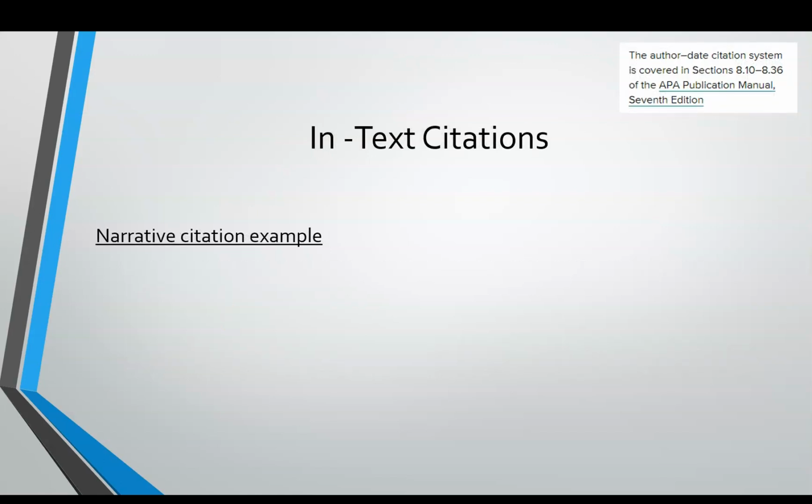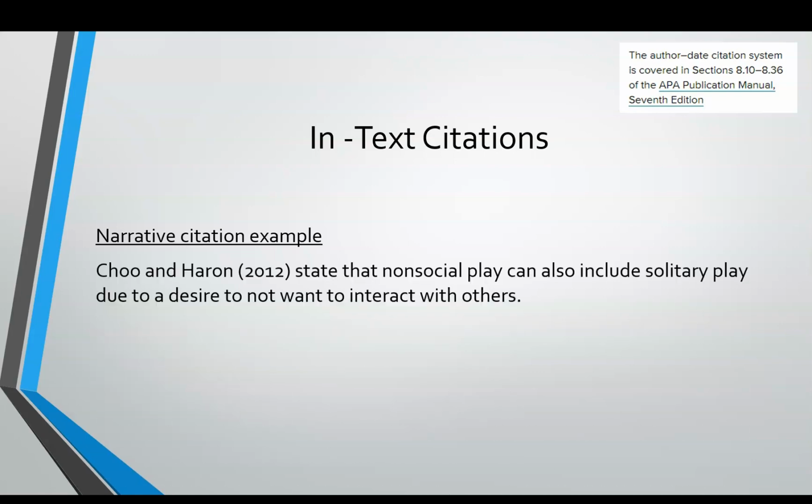A narrative citation is slightly different. In a narrative citation, the authors are indicated within the sentence itself. So for example, this sentence contains the same information as the previous example, but it is written as a narrative citation. In this example, Chu and Heron, the authors of the source, are inside the sentence itself. Directly after the authors is where the year of publication of that source is indicated. In this case, it's 2012.